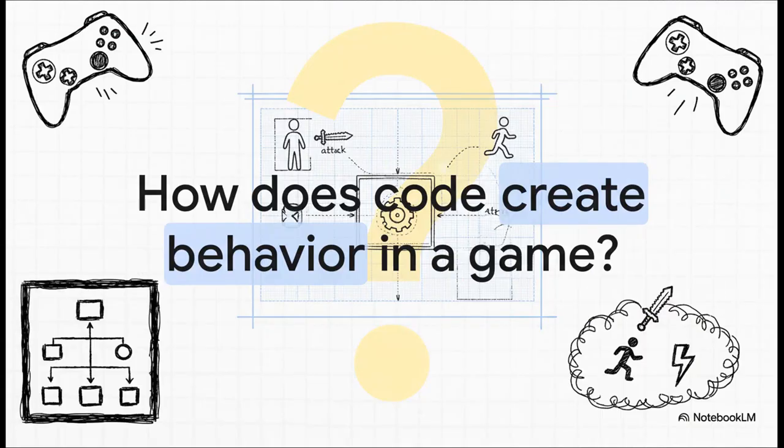So, have you ever just stopped and looked at a character moving on screen or maybe an enemy attacking and wondered, how in the world does that start as just text in a file? Well, it all begins with a blueprint, a detailed plan for what an object in our game can be, and, more importantly, what it can do.